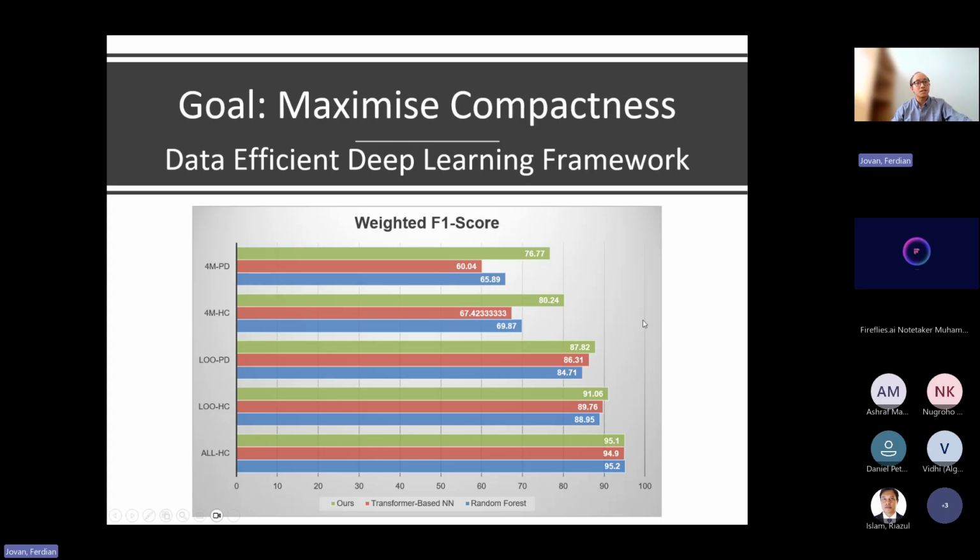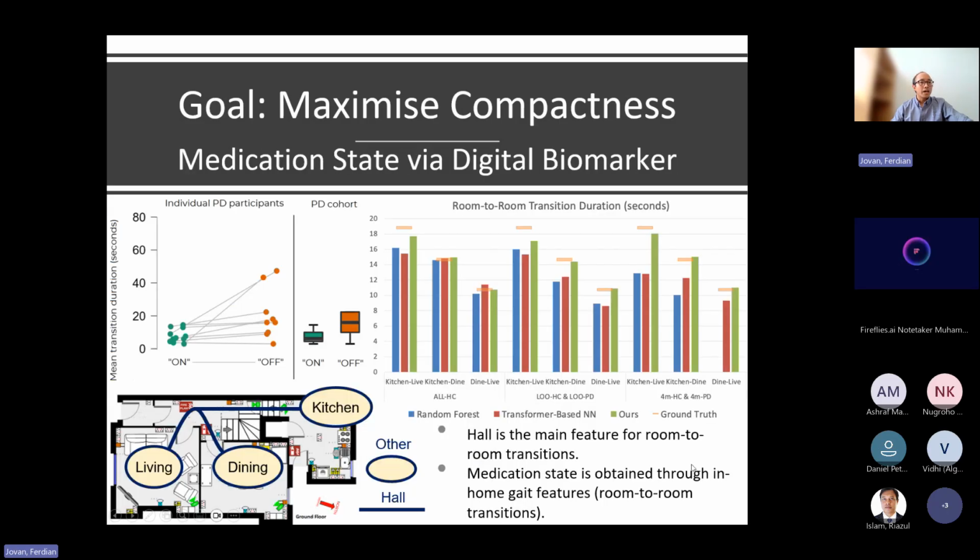Yeah, and this is how it looks. From this, we use it to track the persons when they are on the corridor. So the digital biomarker that we produce here is the room-to-room transition duration. We use the corridor as the hub to track their movement in the corridor, and how long it takes for them to move.